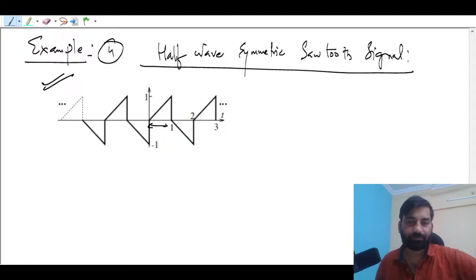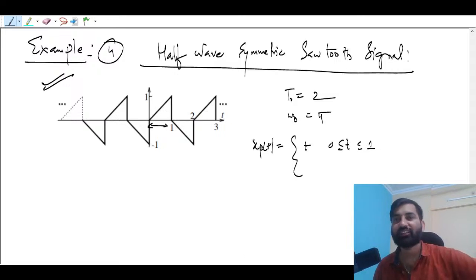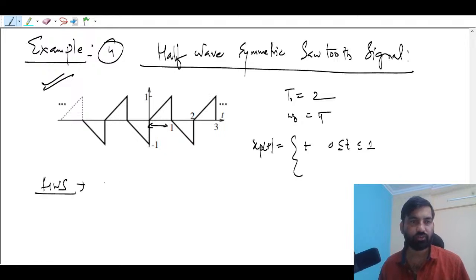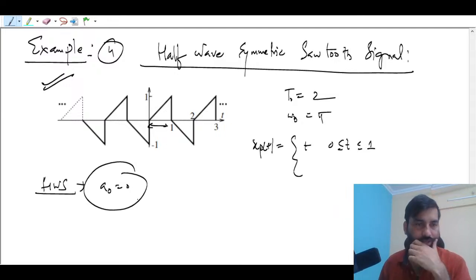So you can find out the time period. Time period is nothing but 2 pi by omega naught, that is 2 pi by 2, which is pi. And you can say that your x(t), the periodic signal, is t between 0 to 1. So what you can comment here is there is a half wave symmetry, so your DC value is 0 here. If you compute the DC value, you are going to get 0.